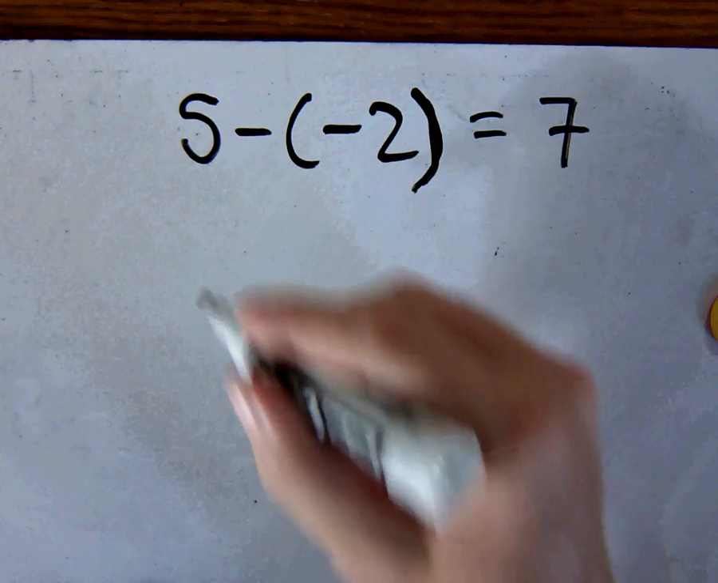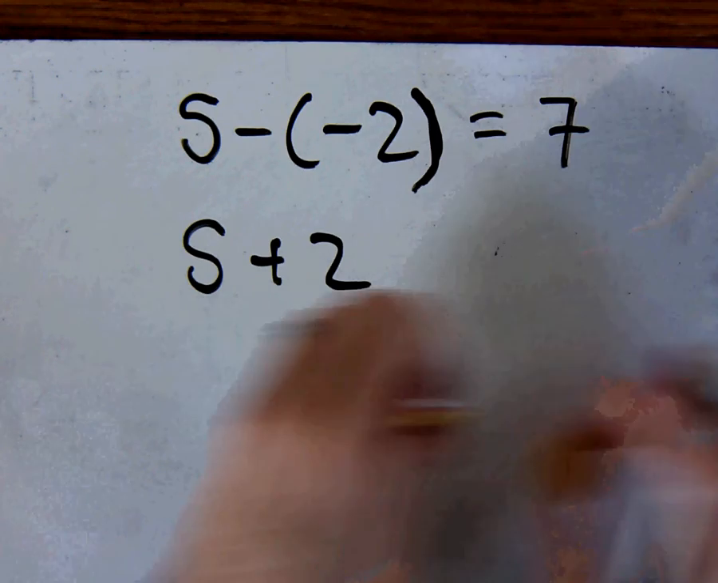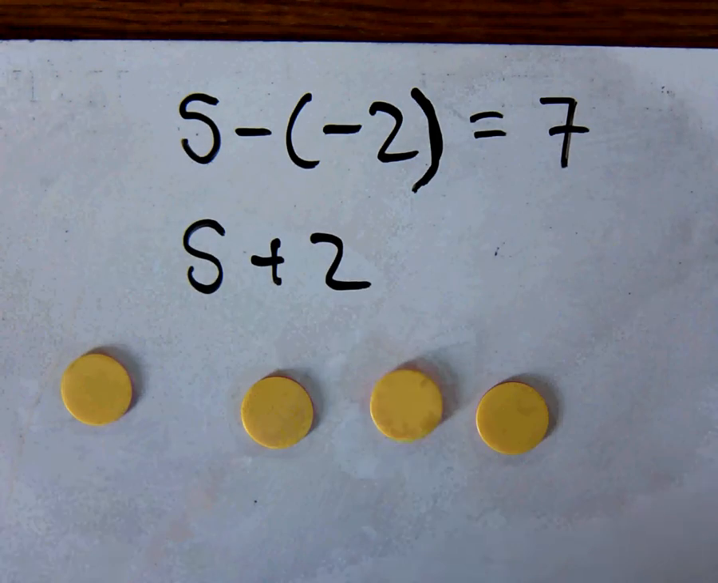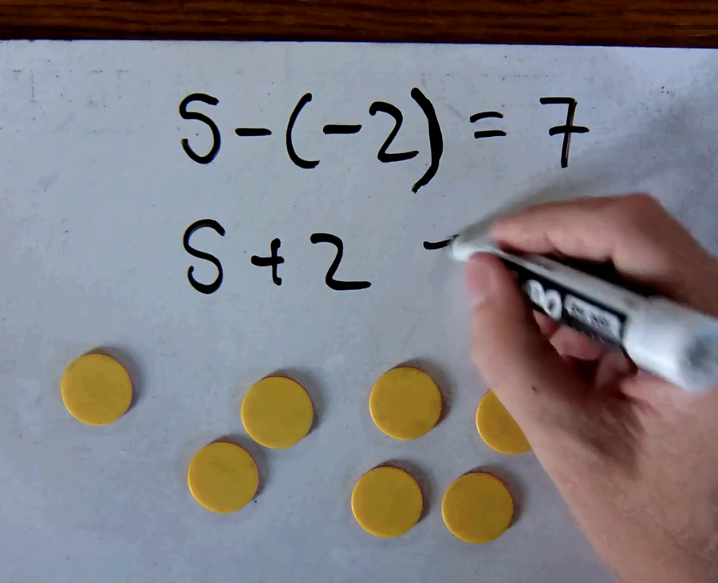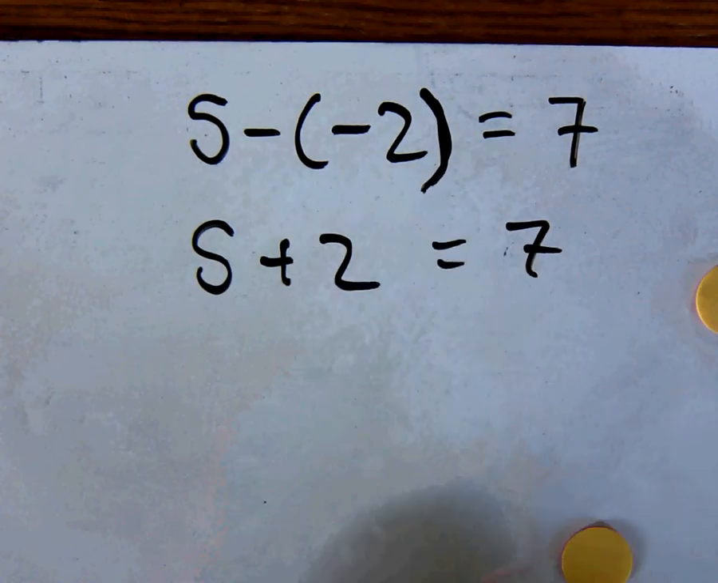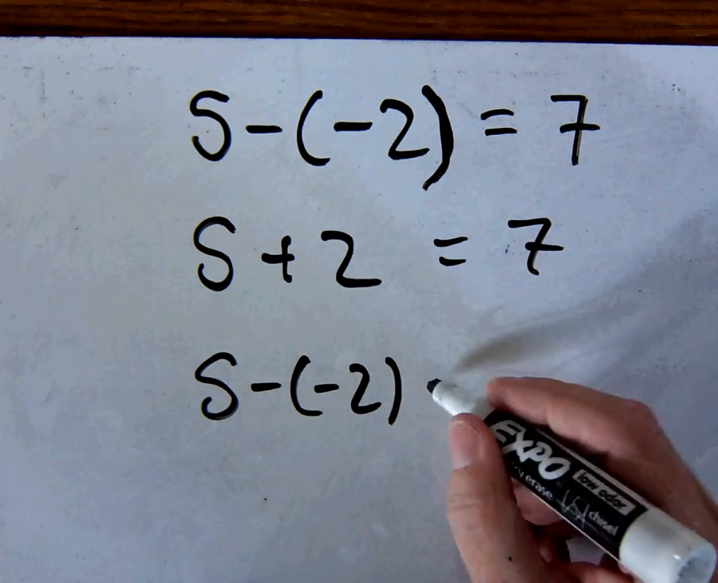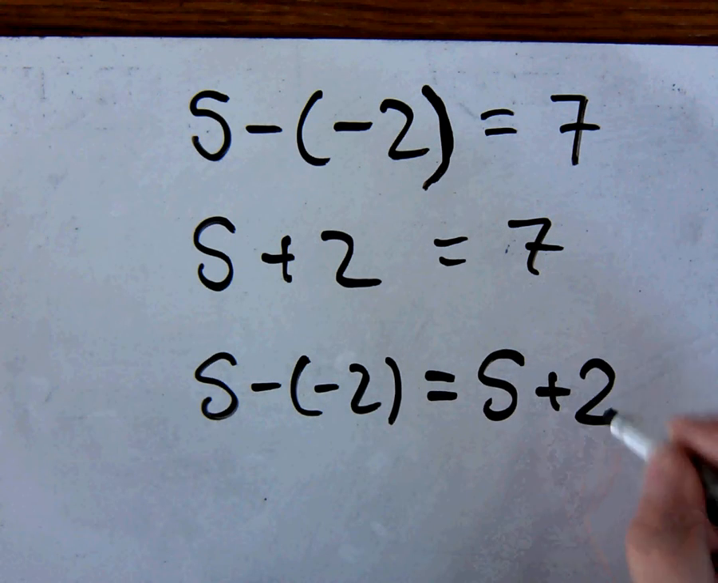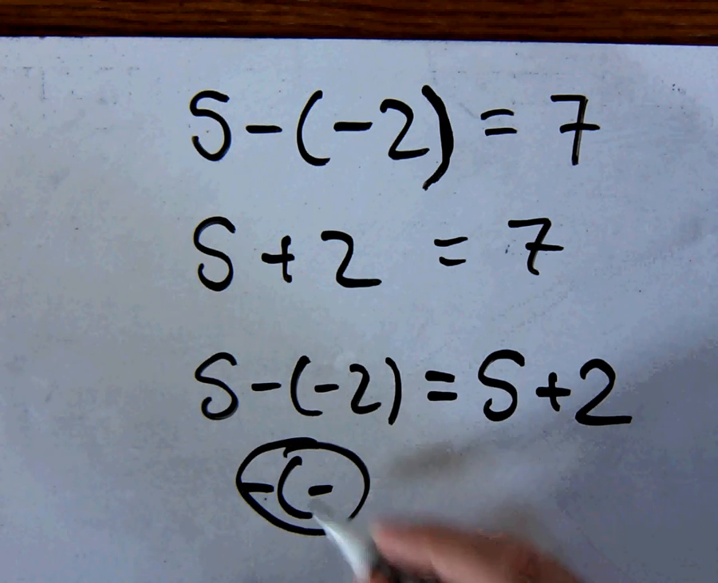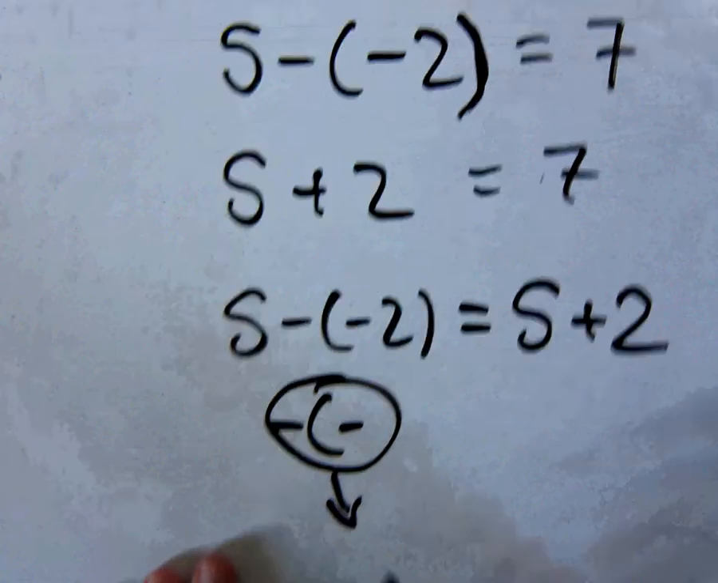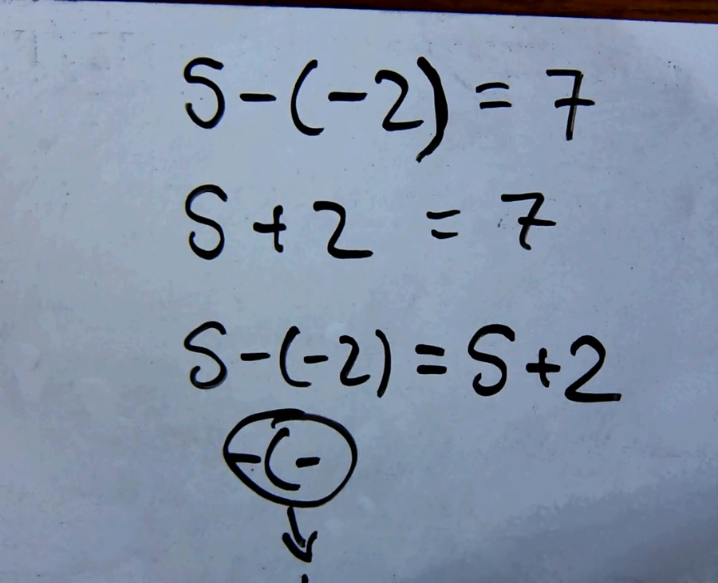What about if I did 5 plus 2? Well, I don't think we need the dots to realize this, but 5 plus 2 more positives gives us a total of 7. The point here is that 5 minus negative 2 is literally 5 plus 2. Anytime you see the double negative, that's just a positive, and we'll really drill that into you in the next couple days.